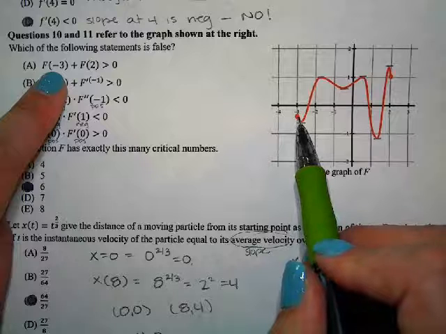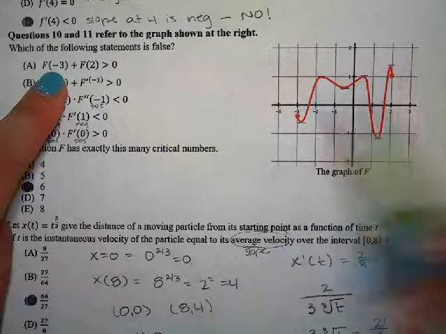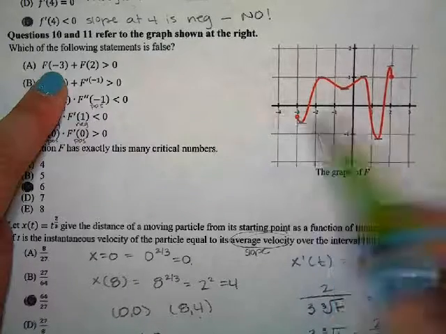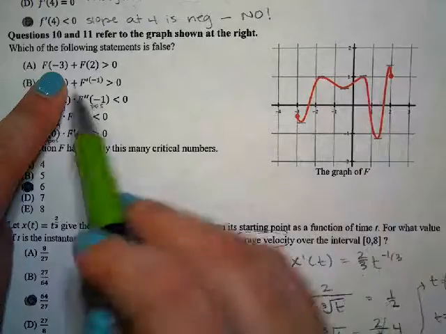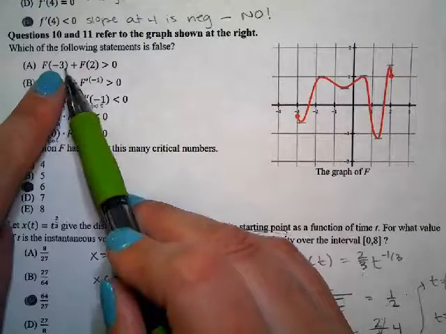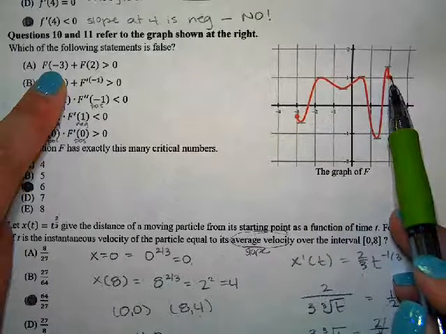F of 2 is, so it's like, this is like negative 1/2 maybe. F of 2 is positive 1. So we're saying what's false, right? Okay. Would you agree that f of negative 3 right here plus f of positive 2 right there, that answer is bigger than 0. That's true. Okay, so that answer is not false.